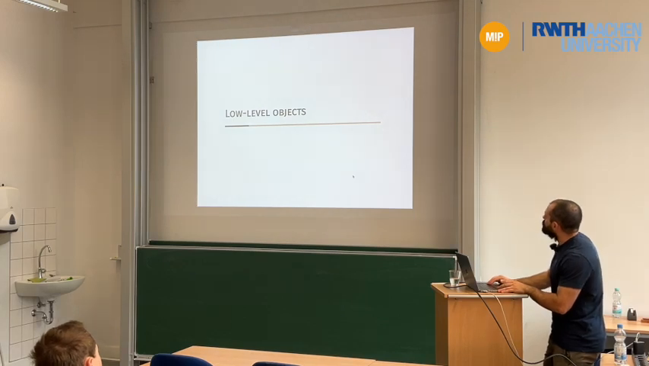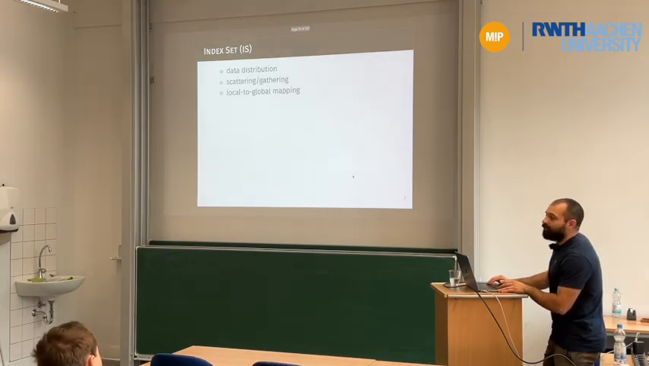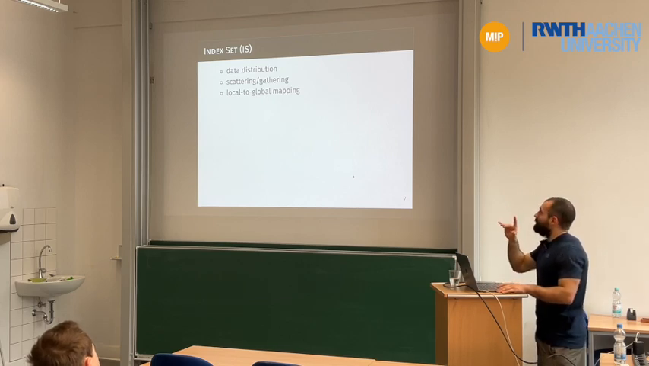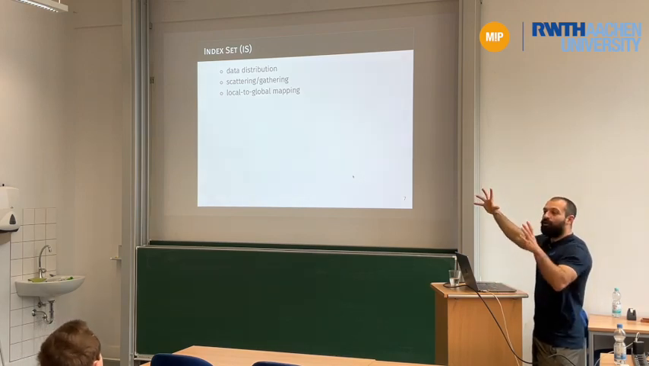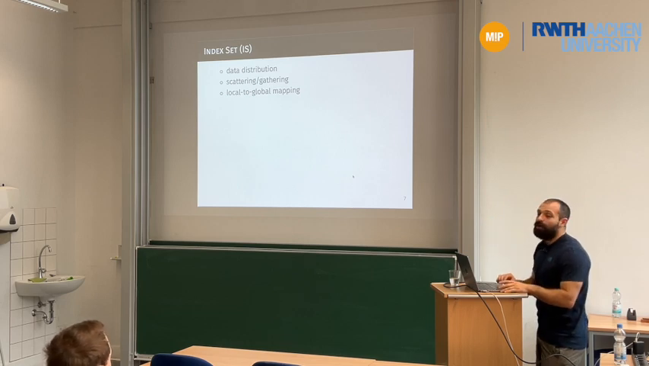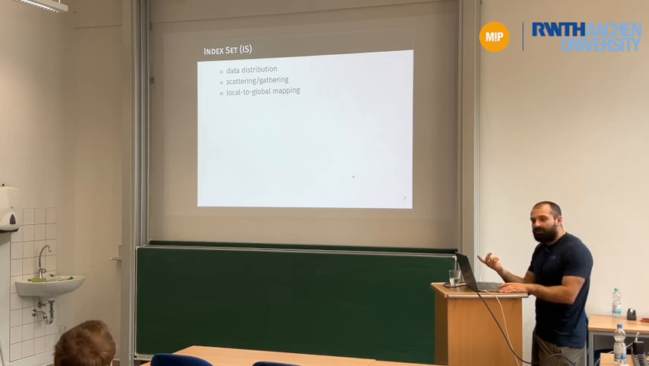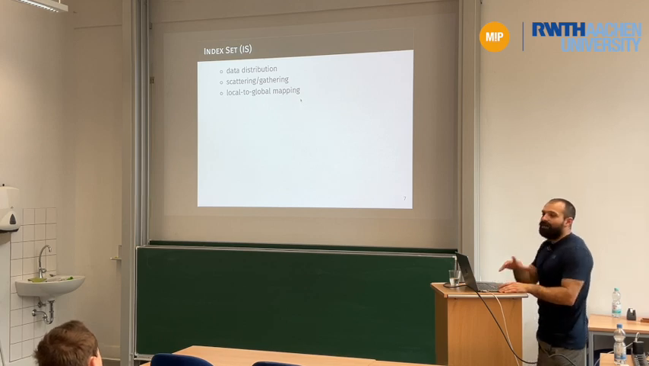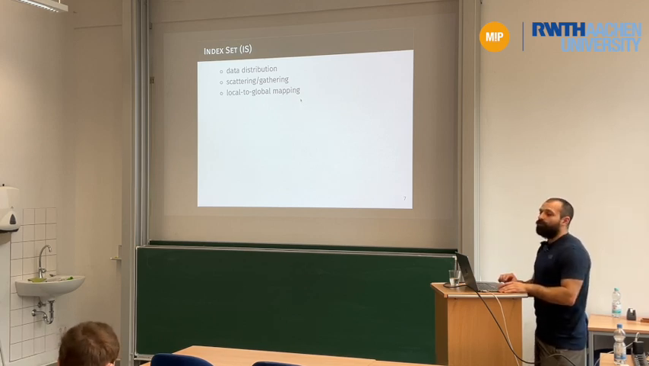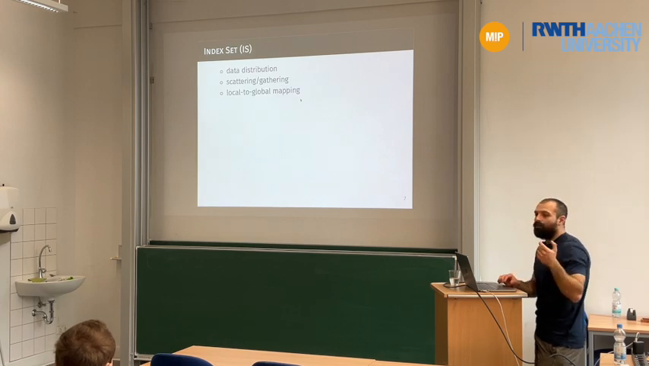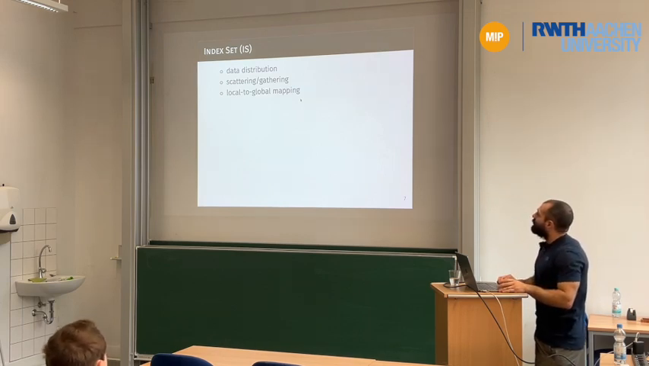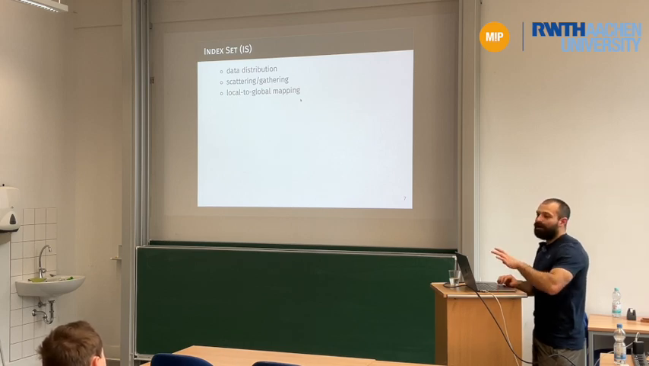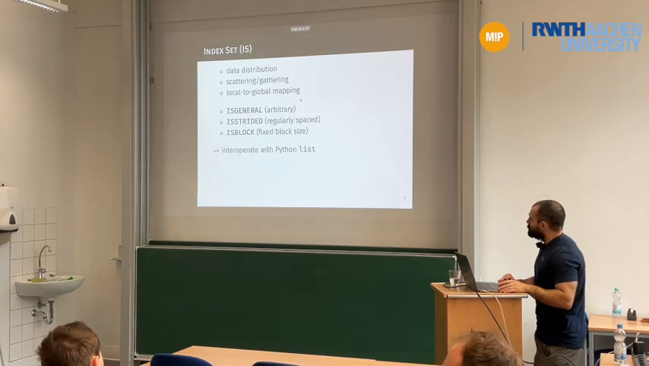So now we jump into the low-level objects. The last object I talked about in the complete picture of the PETSc infrastructure was the index set. Such an index set, basically a collection of integers of type PetscInt, is mostly used for doing data distribution. They can be used for gathering or scattering values either from a vector or from a mesh. They are also often used for local to global or global to local mapping in a distributed memory context.